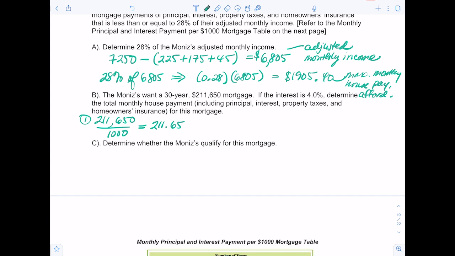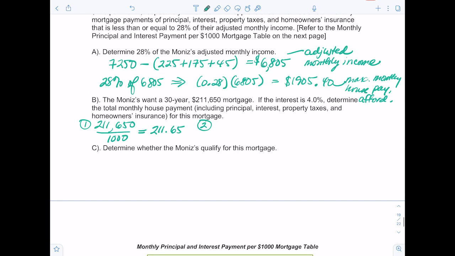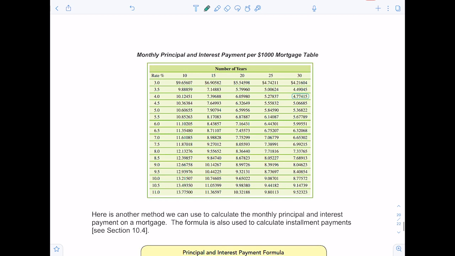Okay, so now I'm going to have to go to my table, and we want to apply the 4%. So we know that they're taking out a 30-year mortgage. So if I look at my table and find 30 years, that's the last column here, and my interest rate here was 4%. So if I go straight across, the factor we're going to use is 4.77415. Okay, so I'm going to multiply that by the 211.65.